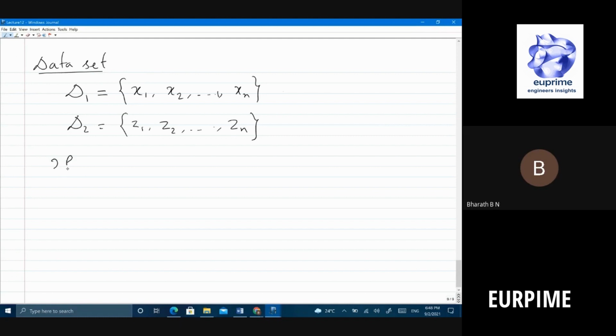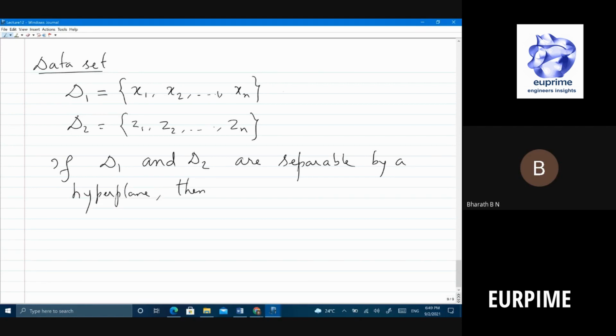So if D1 and D2 are separable by a hyperplane, then it means what? I should be able to have a hyperplane in which you look at all the points above it, right? That should contain D1, right? And all the points below it should contain D2, right?